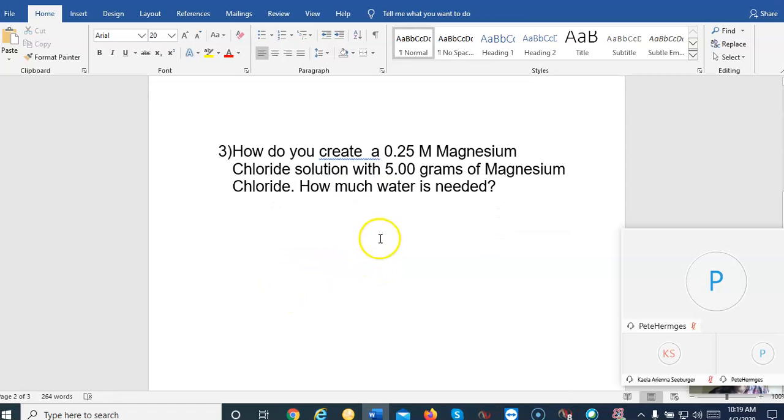All right, there's 3. How do you create a 0.25 molar magnesium chloride solution with 5 grams of magnesium chloride? How much water is needed? In this case, I want you to explain to me how you'd make it. Pretend you are a chemist in a lab, and I tell you, here's 5 grams of magnesium chloride. You have to make a 0.25 molar solution with the 5 grams. So you have to figure out how much water you're going to need to add to that. Does that make sense? So you kind of have to explain that.